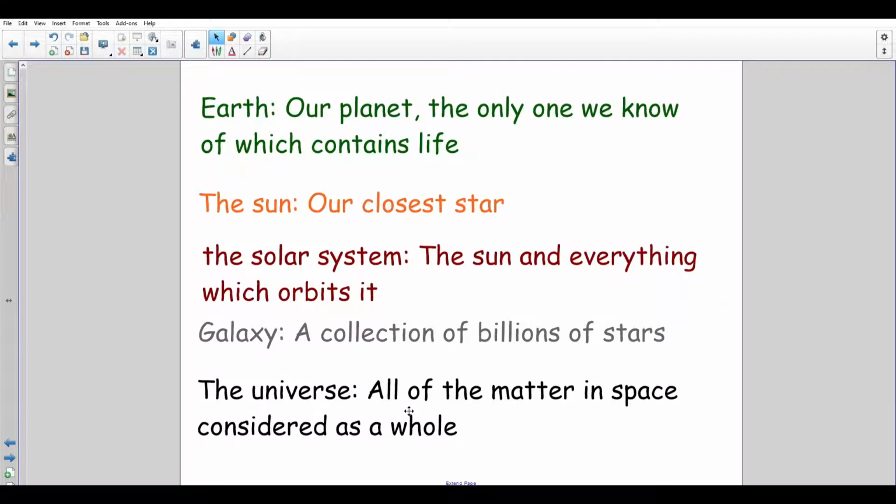And when we talk about the universe, what we mean is all of the matter that makes up space as a whole. So all of the galaxies and all of the other stuff that's in the universe all put together. Okay, so basically when we talk about the universe, we talk about everything. So the universe is everything. And that is the definition for the universe, being everything that we know about so far.